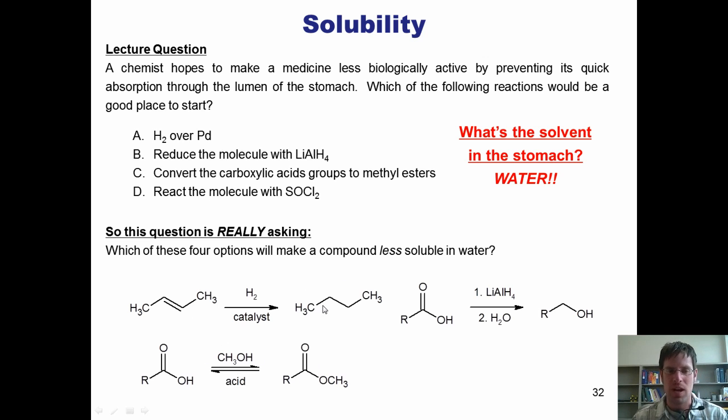The last one is reacting a molecule with SOCl2, thionyl chloride. You might remember that this converts an OH to a Cl. Is there a huge difference in solubility between these two? There is a slight difference, but it's not as significant as this. Once again, taking a carboxylic acid, which is wicked soluble in water, and converting it to a methyl ester definitely decreases the solubility overall. So the answer to this question is C.